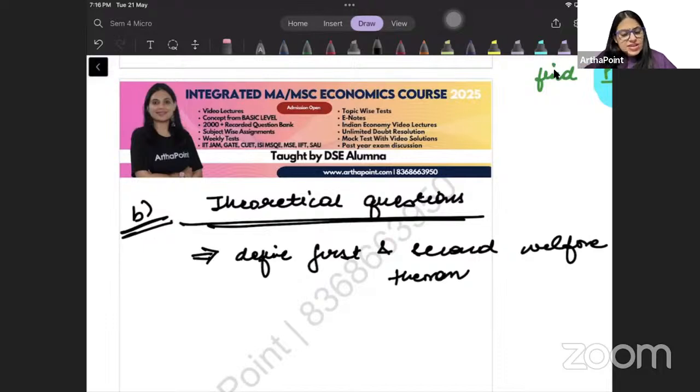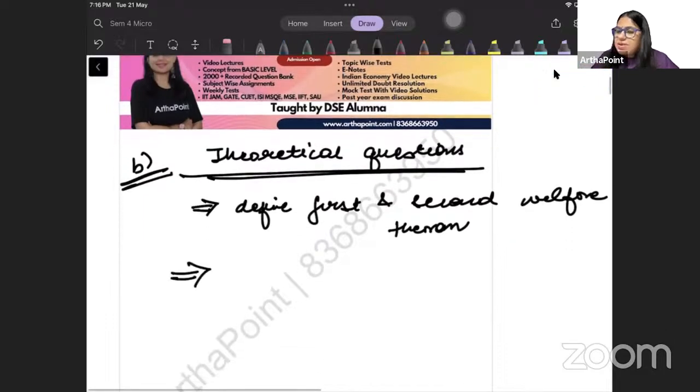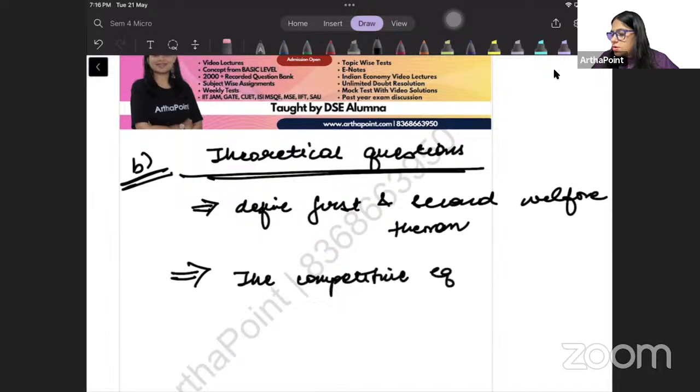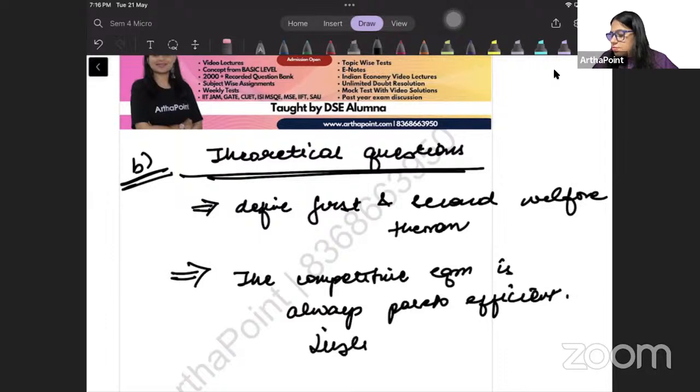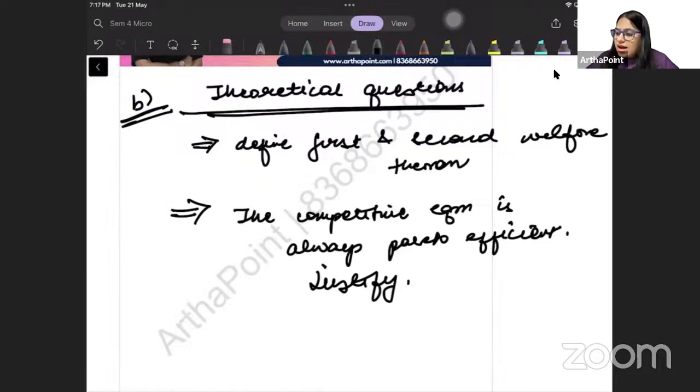ठीक है? So for example, they can make a statement that the competitive equilibrium is always Pareto efficient, justify. ऐसा कुछ. So they will give you a statement and they will ask you to verify that statement. तो book की statements of this chapter, you have to read those statements very very well. बहुत अच्छे से वो statements पढ़नी है.